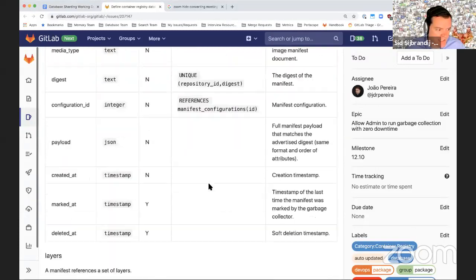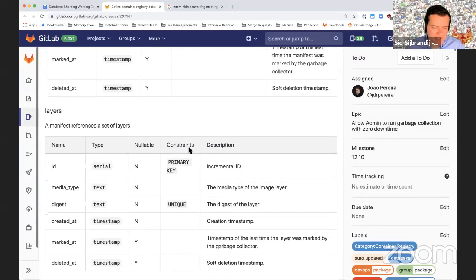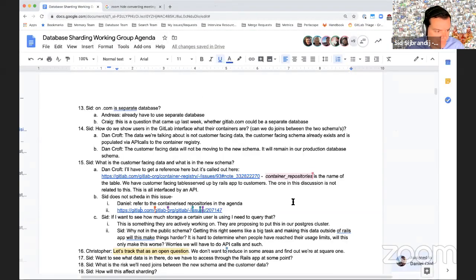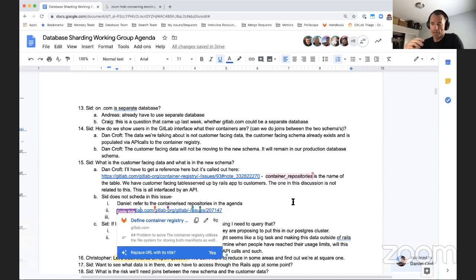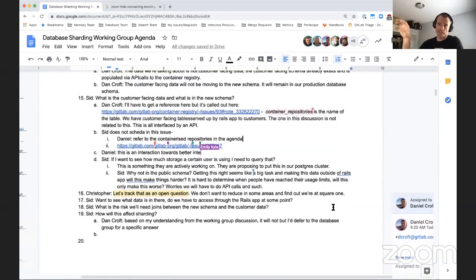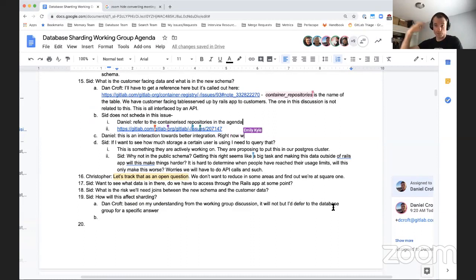So public tags, those are container tags, right? Isn't that something you sometimes want to show in the Rails interface? It is, and the way I look at this is an iteration towards better integration. Currently what's happening is we have API calls to the container registry that goes through the file system and then returns results. That's super slow because it's going over file structure. No one wants that.